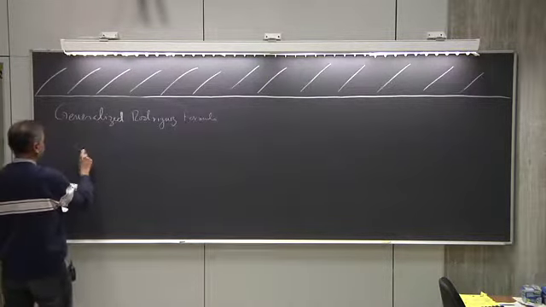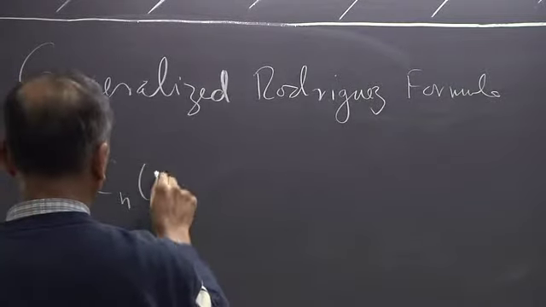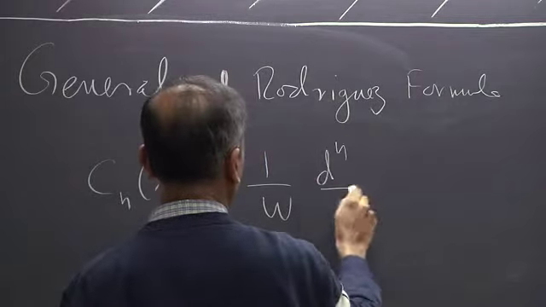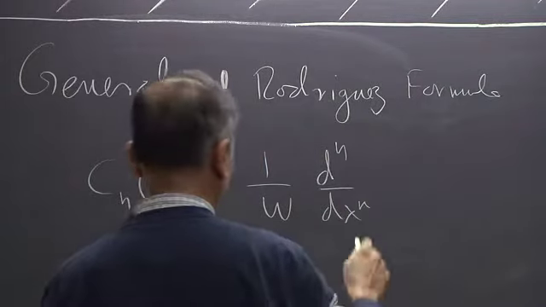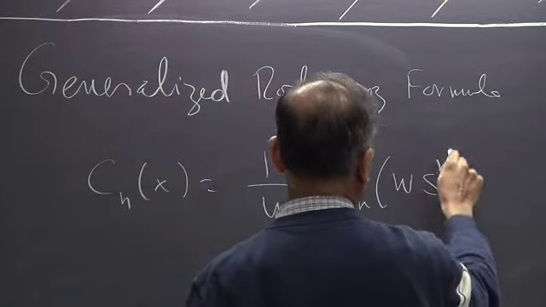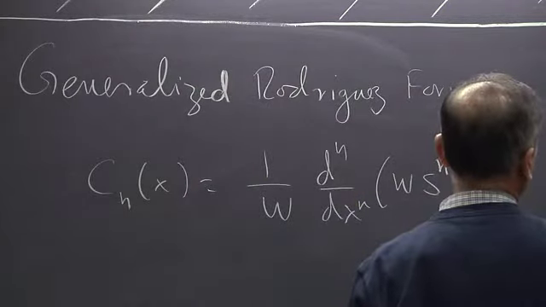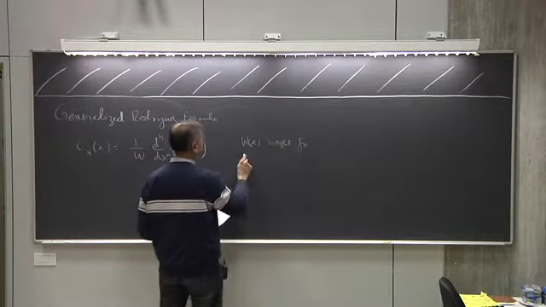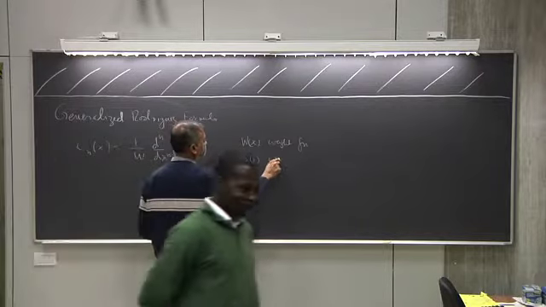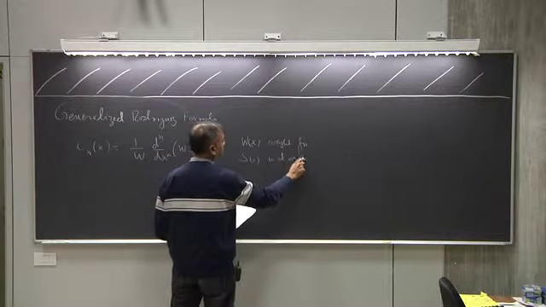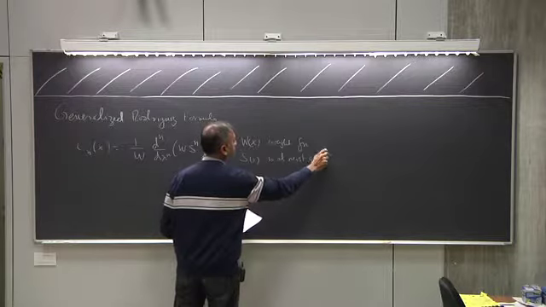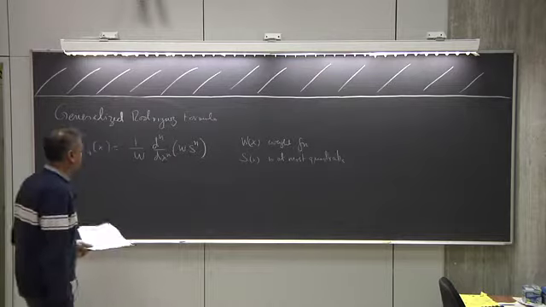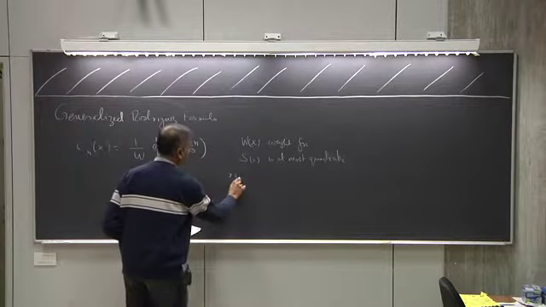You had this nth degree polynomial which was defined like this, where w of x is the weight function and s of x is at most quadratic, and x belongs to some interval a to b.